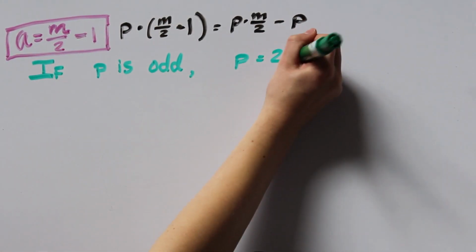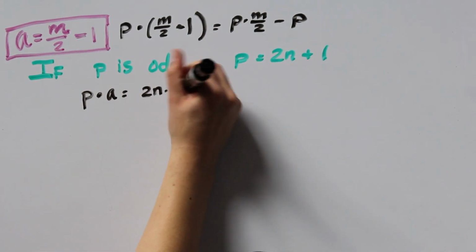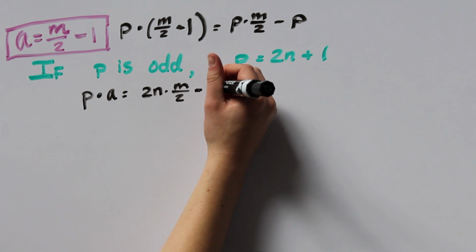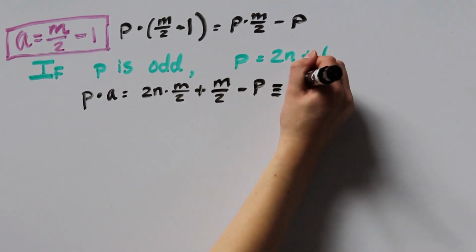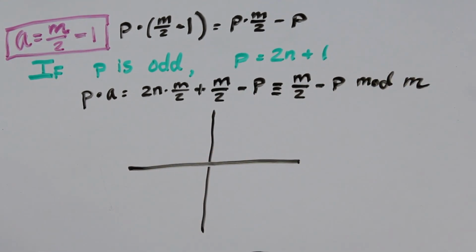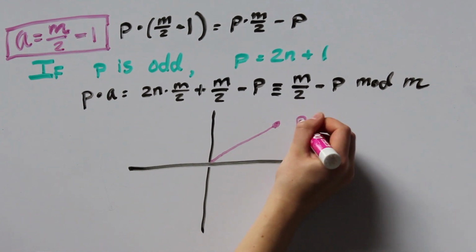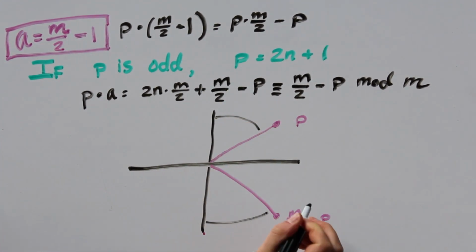If p equals 2n plus 1, then a times p equals 2n times m over 2 plus m over 2 minus p, which is then congruent to m over 2 minus p mod m. Again, drawing a picture, it makes geometric sense that a line between p and m over 2 minus p will always be vertical.